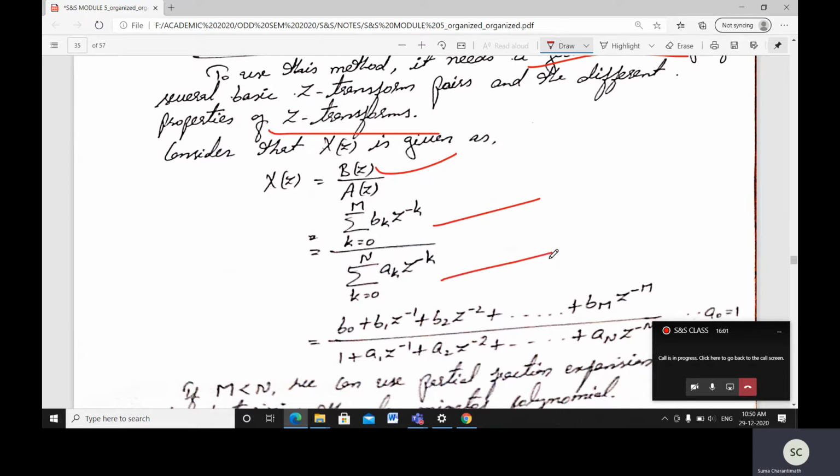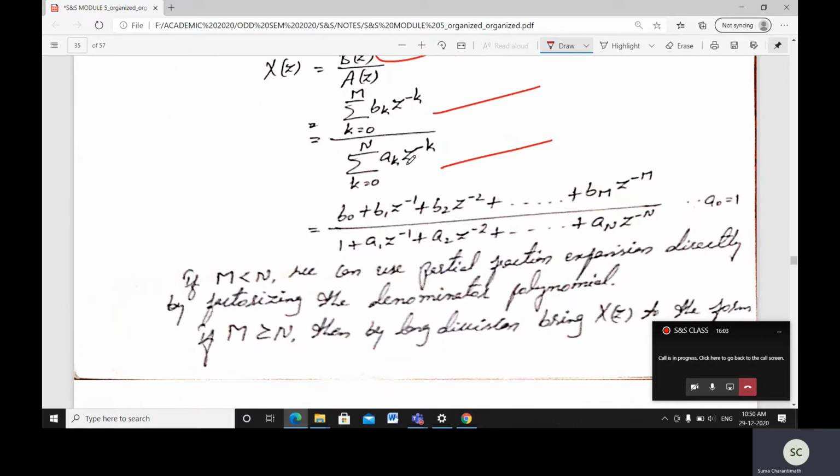If I expand this equation, just substitute the k values in the equation, and you will get b naught plus b1 z raised to minus 1, and it goes on. The last value is b m z raised to minus m, divided by 1 plus a1 z raised to minus 1, and the last value is a n z raised to minus n, where a naught equals 1. Based on that condition we wrote it here.